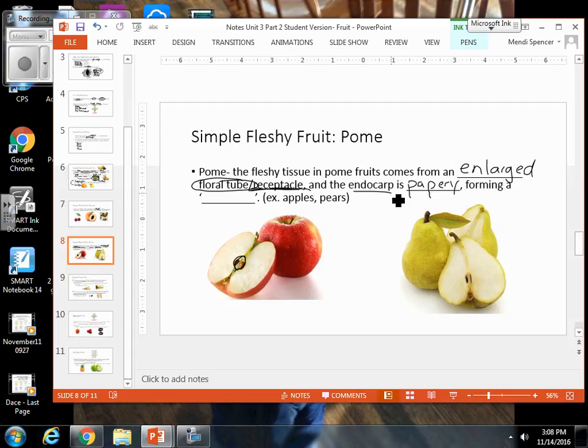That's that papery layer. Now, the last thing about pomes is that they contain a core. So we normally think of apples as having a core, pears have a core. So those are two examples of pomes. They just have that papery inner layer surrounding their seeds.